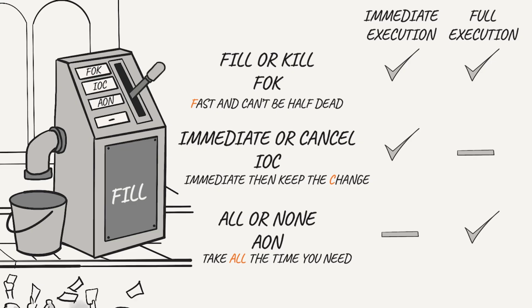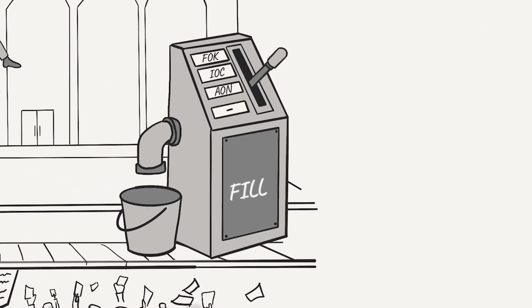So we have immediate but need all, immediate but don't need all, not immediate but need all. What about not immediate and don't need all? Well, then you really don't have a fill restriction anymore, right? The order can receive partial fills over time, which introduces us to the concept of held versus not held.